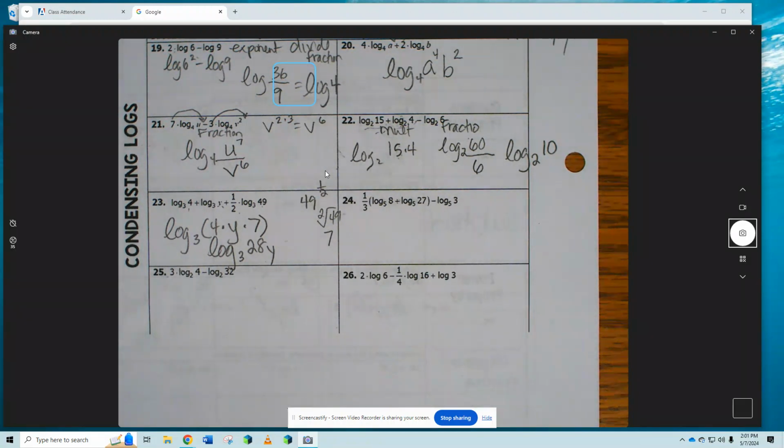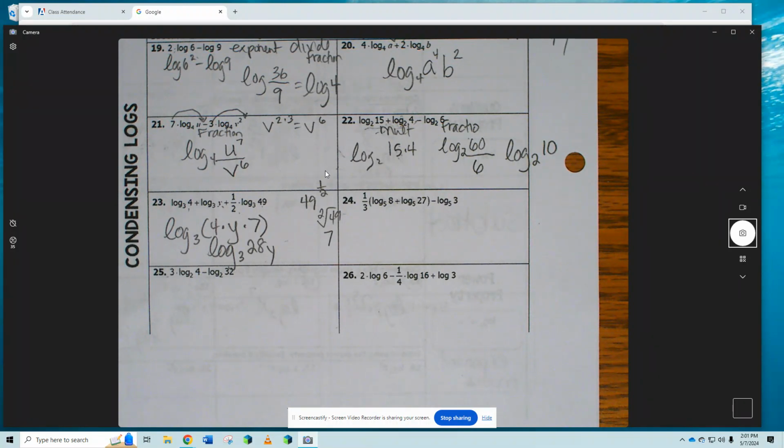Oh, because the 1/2 moved to the, it was an exponent, it moved to the 49. So it became 49 to the 1/2 power. And then we've already learned how to change this. So like this, the 2 becomes the square root of 49.